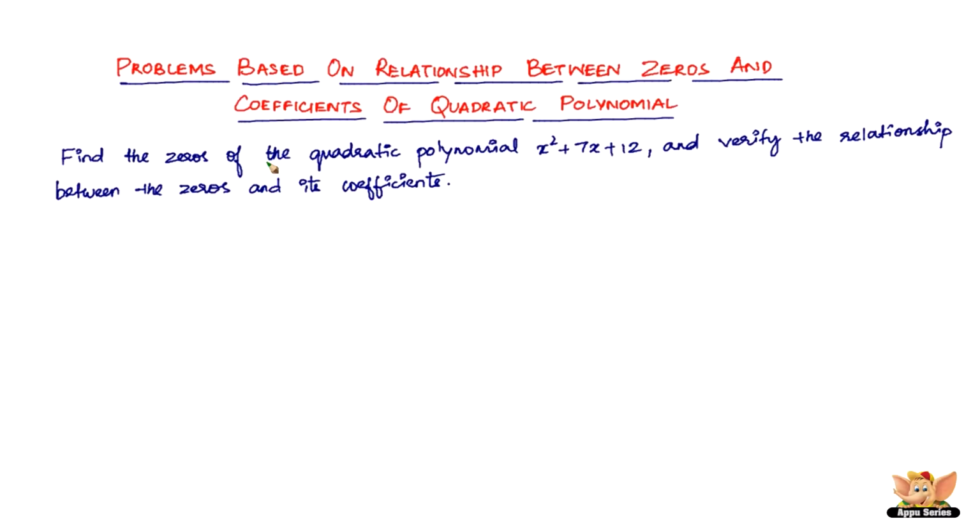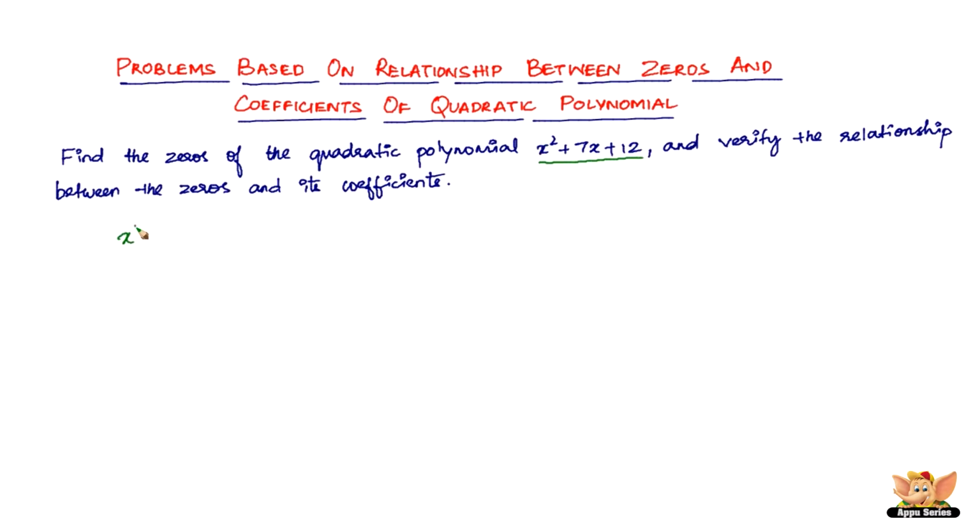So in this video, let us solve problems based on the relationship between zeros and coefficients of a quadratic polynomial. And we've got a problem here which says: find the zeros of the quadratic polynomial x squared plus 7x plus 12 and verify the relationship between the zeros and its coefficients. So we've got this quadratic polynomial x squared plus 7x plus 12. We need to find the zeros of this.